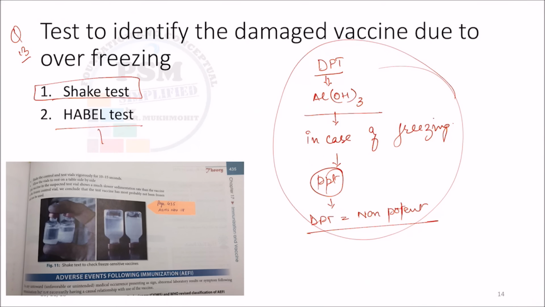The Habel test is for checking the potency of the rabies vaccine. Habel test is for inactivated rabies vaccine. So that's not related to over freezing. Over freezing, we check using a shake test.